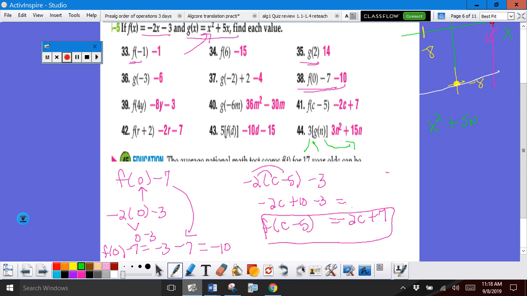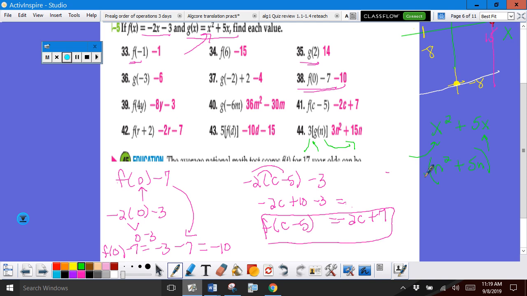And let me erase that and we'll write that a little bit better. x squared plus 5x. So notice that what they want me to substitute in is n. So really all that's happening is I'm replacing the variables with n. So that really becomes n squared plus 5n.